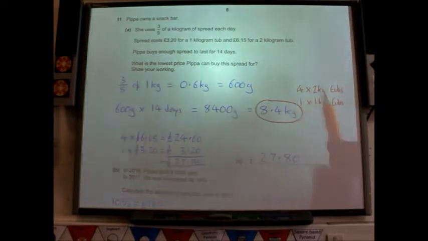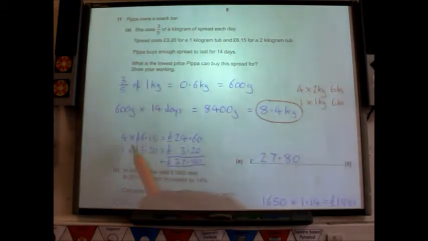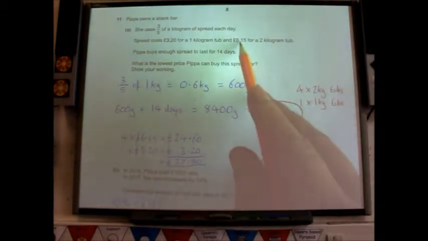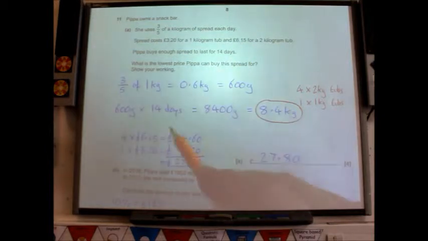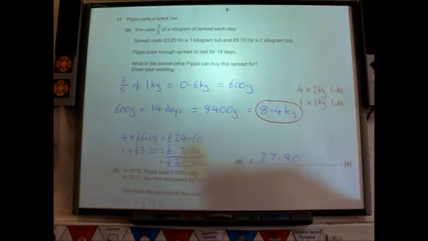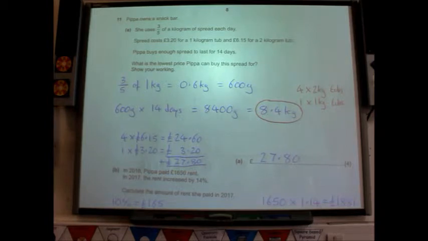So what you do, 4 lots of 2 kilograms was 4 lots of £6.15, because it's up there. Then you want 1 lot of the £3.20. You don't need to show your workings for that, but I've done it just to help out maybe. Then you add up those, and there's your final answer, £27.80. That is the cheapest she can buy the spread for.